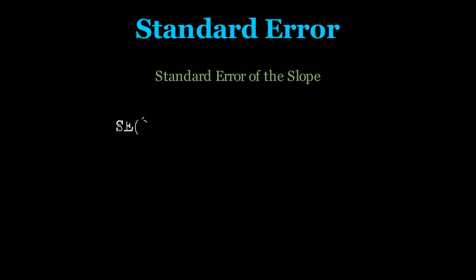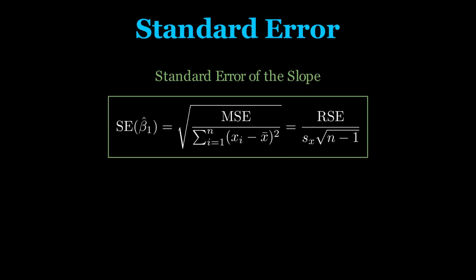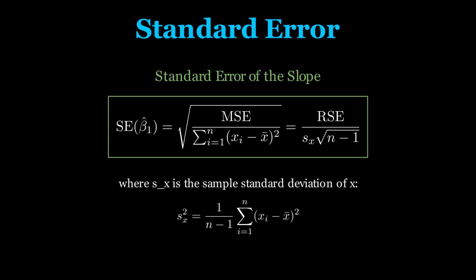Now for the slope. The standard error of beta hat 1 equals the square root of MSE divided by the sum of xi minus x bar squared. Equivalently, it can be written as RSE divided by s sub x times the square root of n minus 1. Here, s sub x is the sample standard deviation of x, defined as s sub x squared equals 1 over n minus 1 times the sum of xi minus x bar squared.